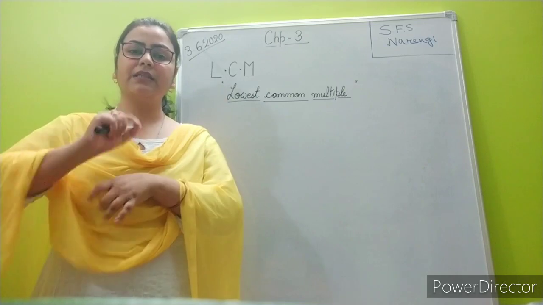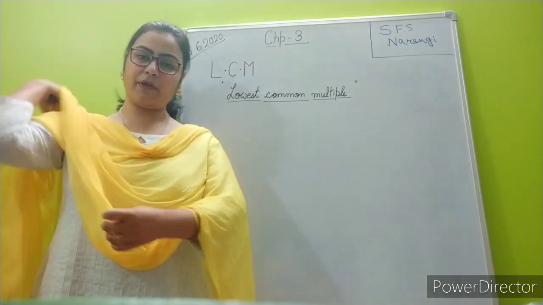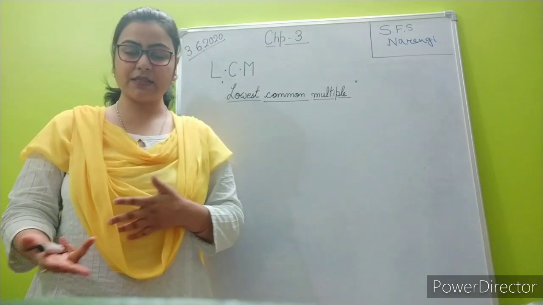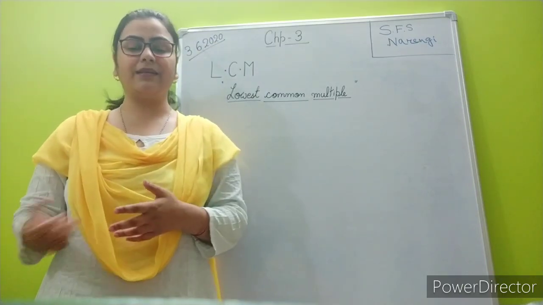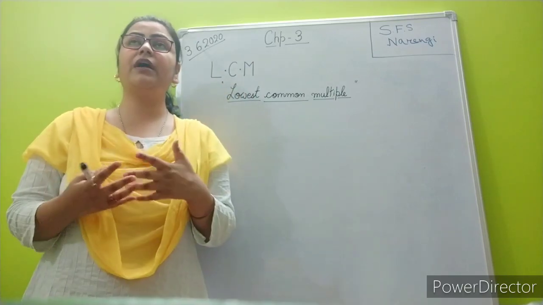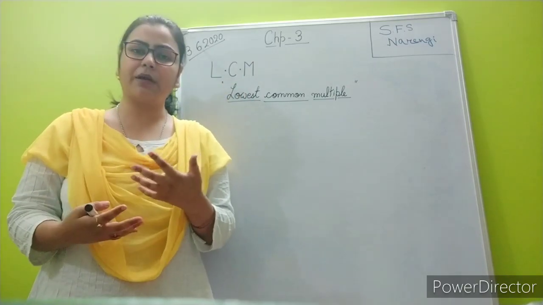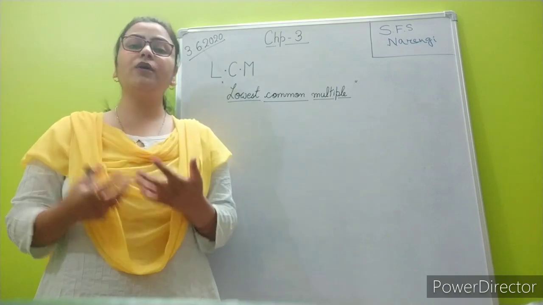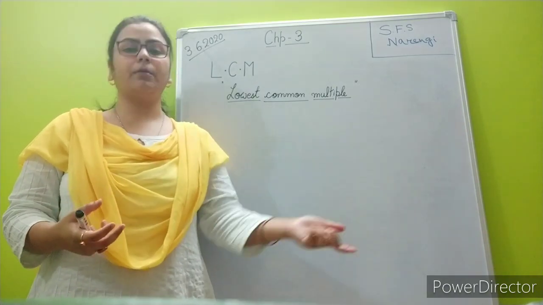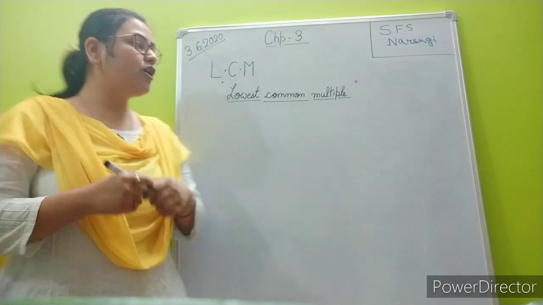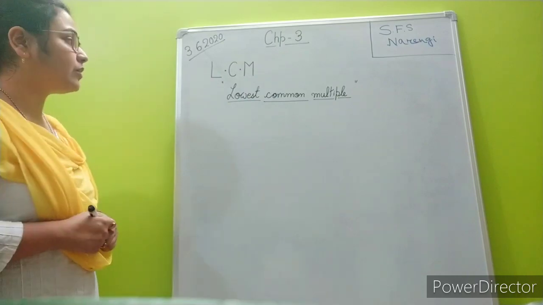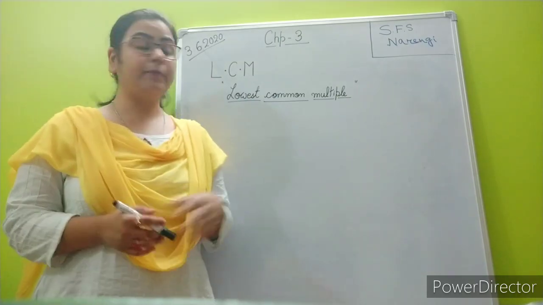We keep on writing the table till we get the common multiple, which is present in both the numbers or all the three numbers given to us. So whenever we are given maybe two numbers or three numbers, we need to find the lowest common multiple. That multiple which is present in all the numbers given to us. Right? So let us take an example. I'll just explain to you with an example, and this time LCM.